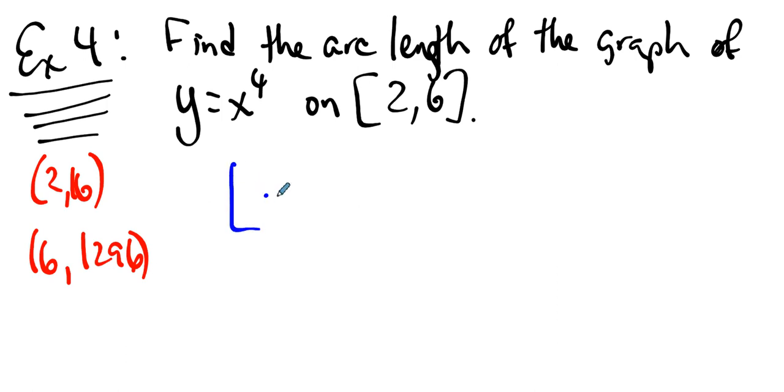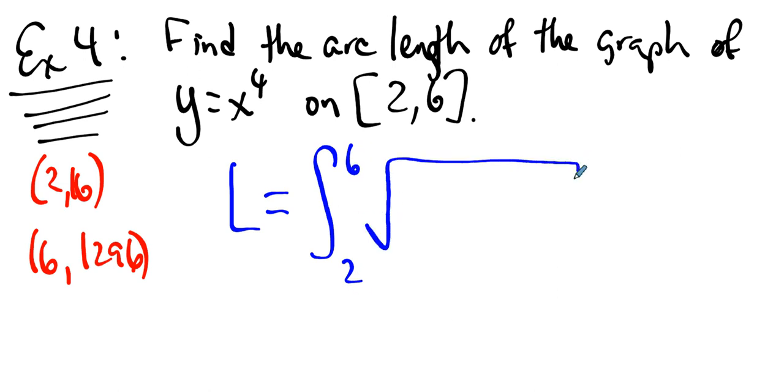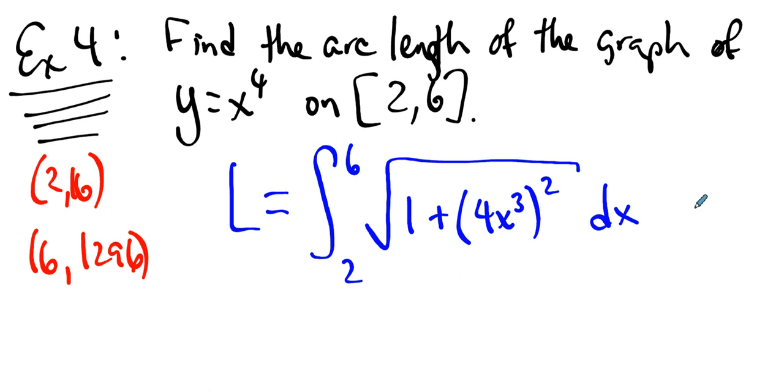Take a moment, hit the pause button, set it up, use your machine. It's an integral from the left side to the right side, the square root of 1 plus derivative squared dx. There is no nice way to do this. We use technology to figure out that that's the integral to 3 decimal places.